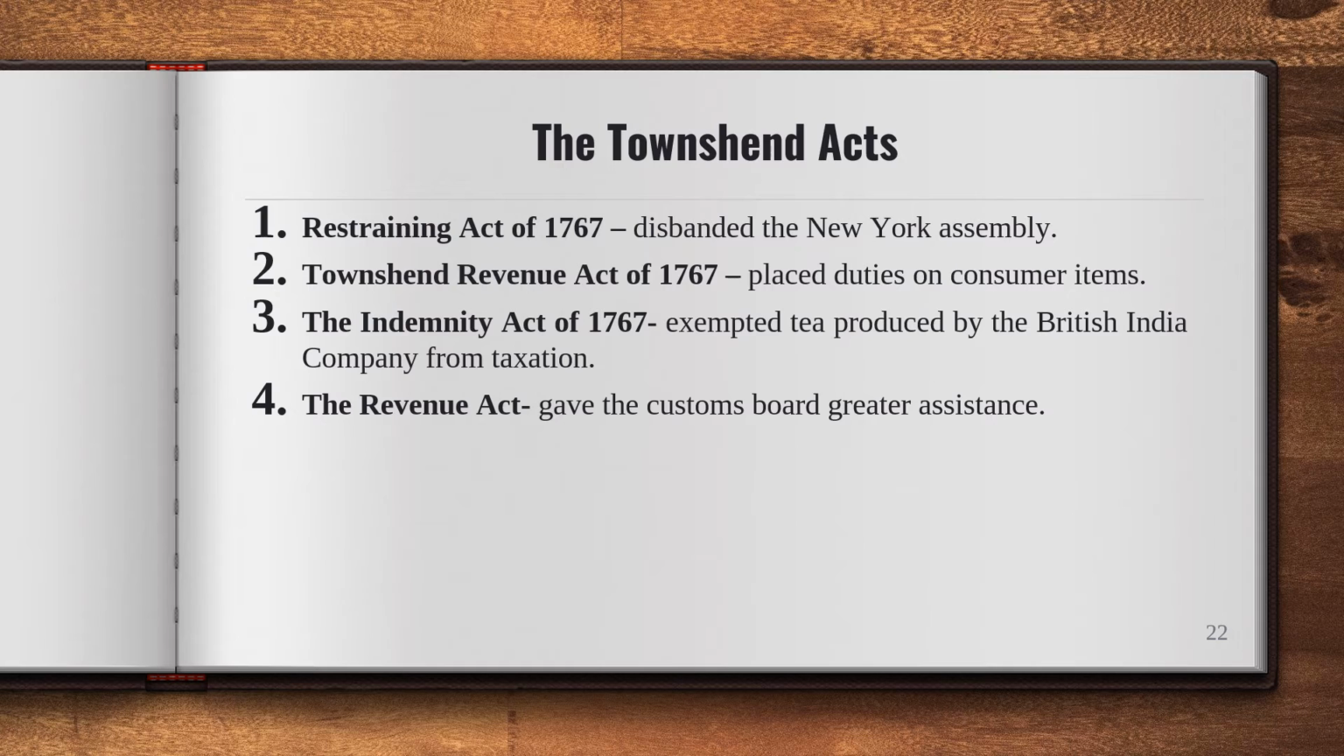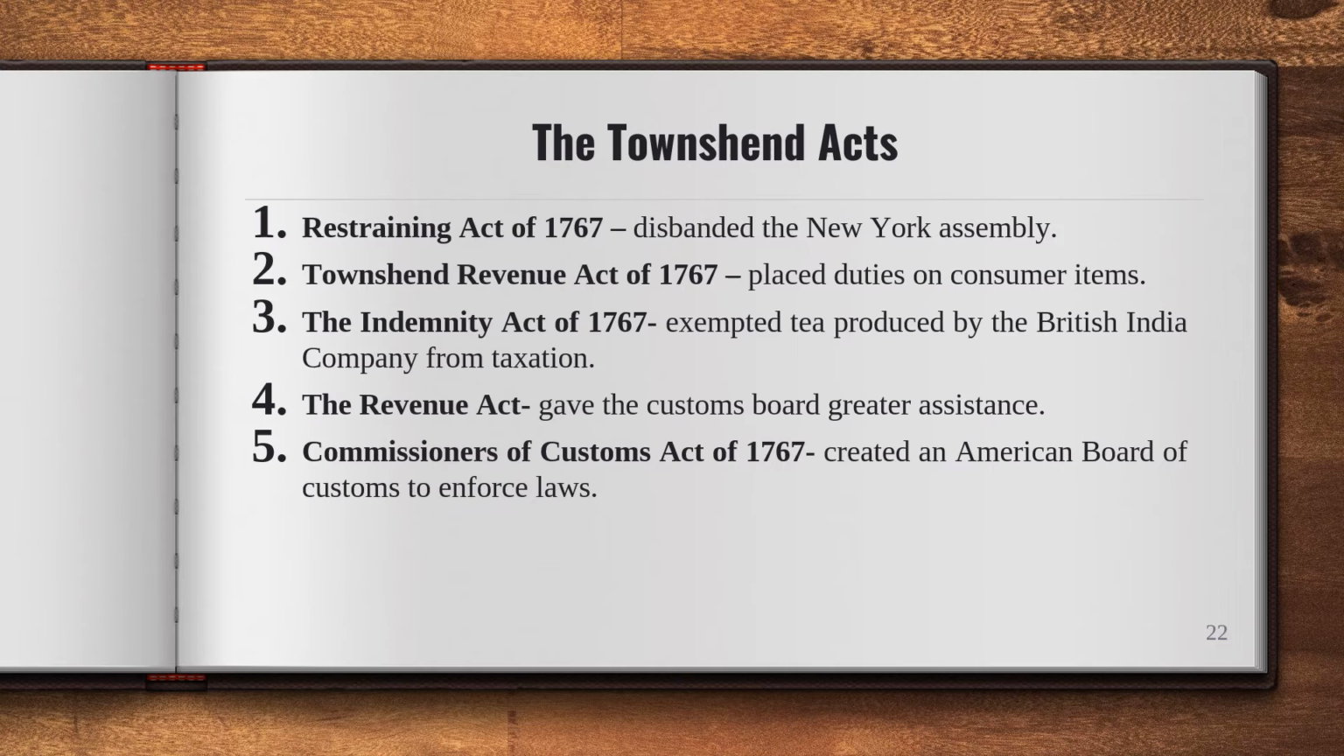The revenues being collected are intended to support the British Army in America. However, it also gave the Customs Board the power to counteract smuggling. Fifth is the Commissioners of Customs Act of 1767, which created an American Board of Customs to enforce the law. It was introduced to ensure compliance. However, it did not perfectly enforce the laws because the enforcement was based in Great Britain and it was far away, and smuggling was rampant.